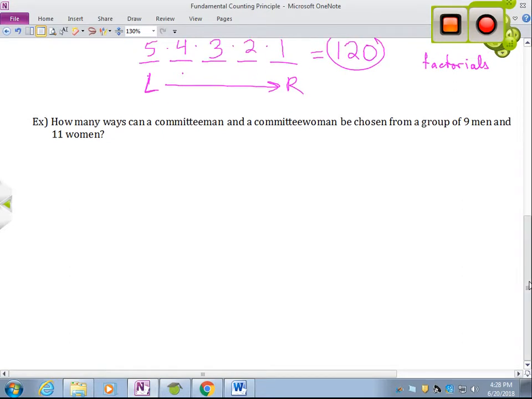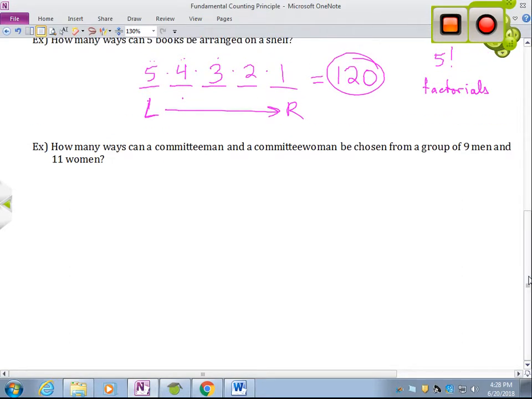Okay, for the last example, oops, too far. How many ways can a committee man and a committee woman be chosen from a group of 9 men and 11 women? Well, I have 2 events happening. I've got the committee man and the committee woman. So I'm going to draw 2 blanks. Committee man, committee woman. Okay? It does not matter what order I label these blanks. Okay? It doesn't matter if I say, hey, Annie, you're the committee woman, and hey, Chris, you're the committee man. I could name Chris as the committee man and then Annie as the committee woman. It doesn't matter what order I say it in, I still have the two independent events, okay?